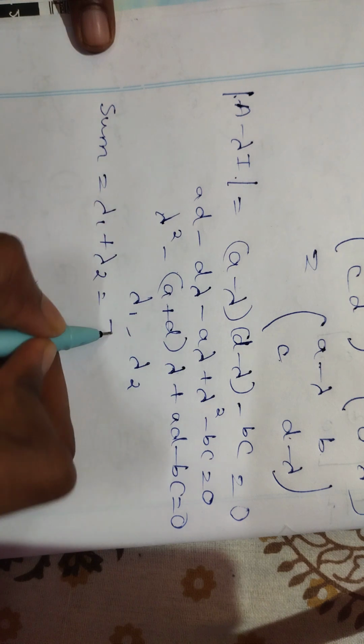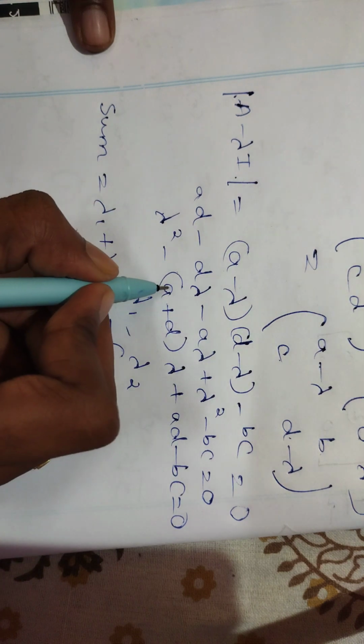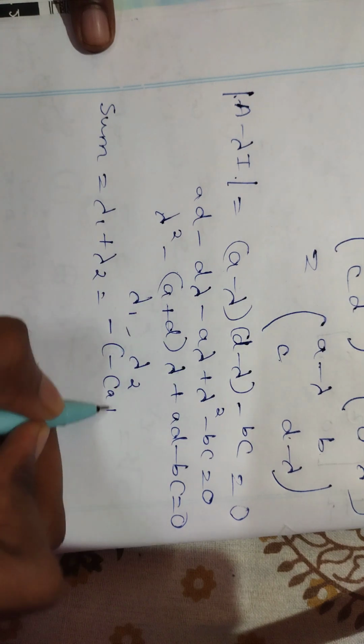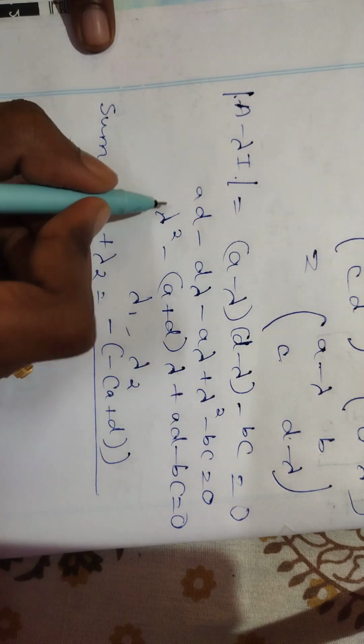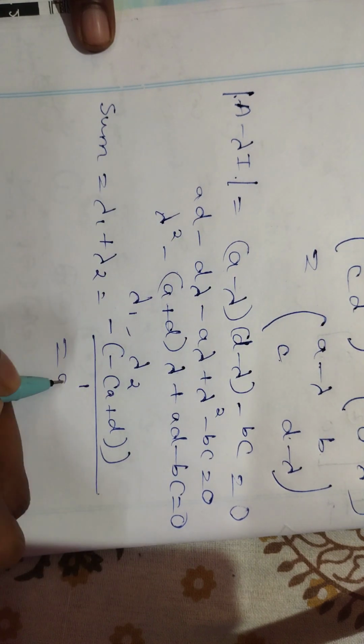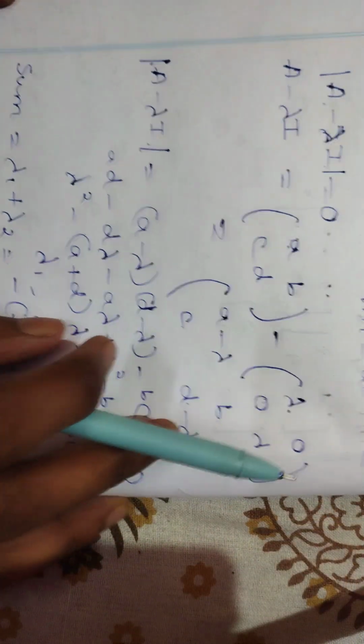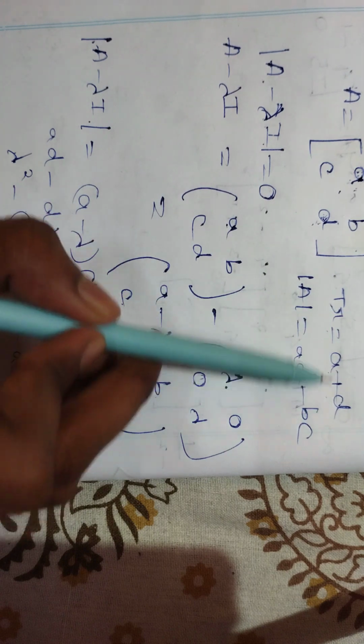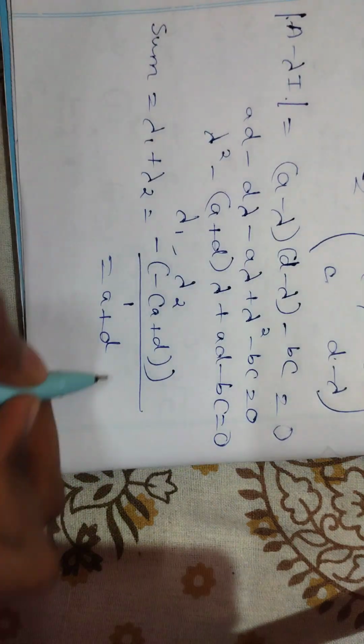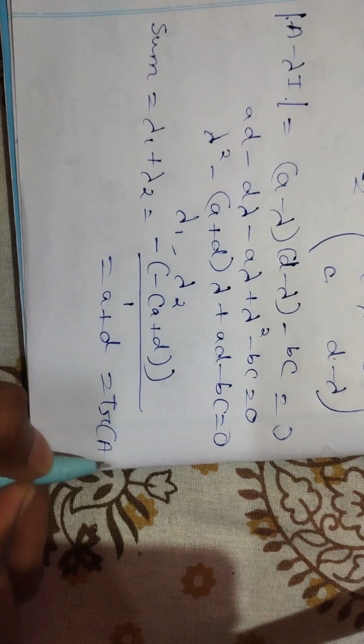So minus of minus (a plus d) divided by the coefficient of lambda square, which is 1. So a plus d. What is a plus d? A plus d is nothing but the trace of the matrix.